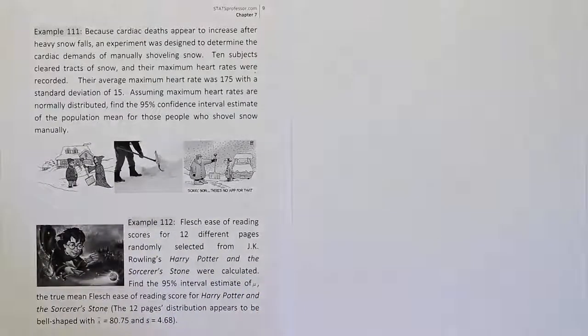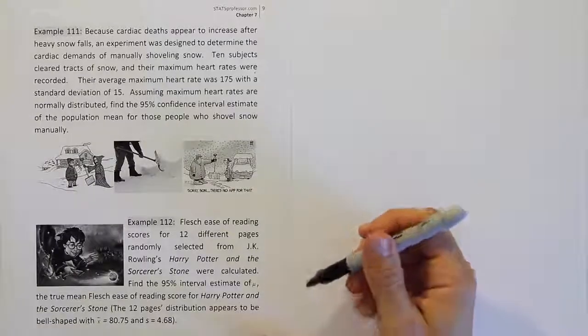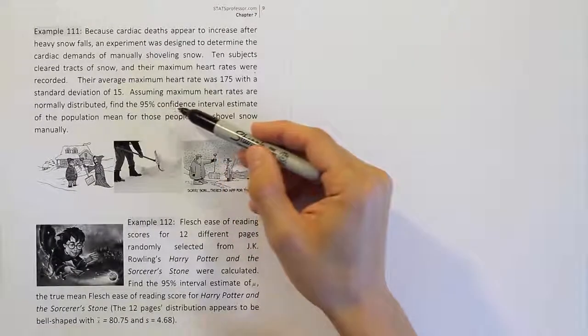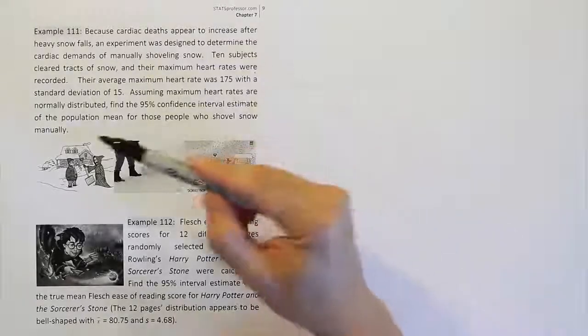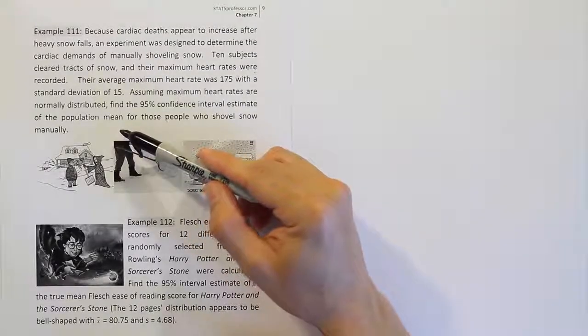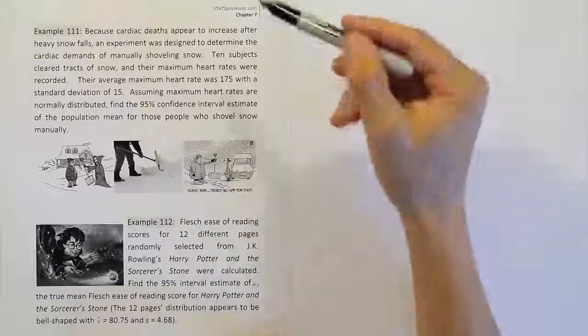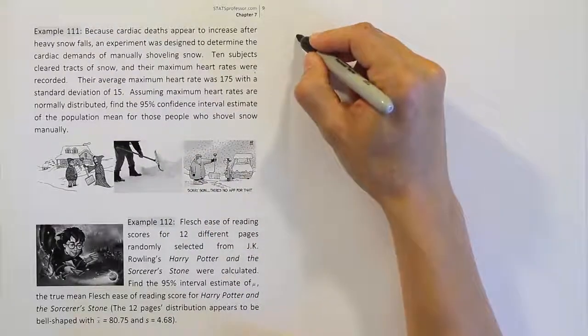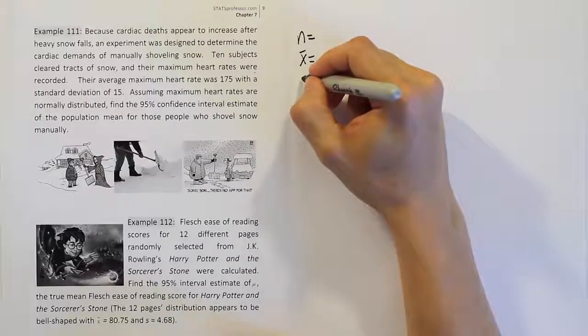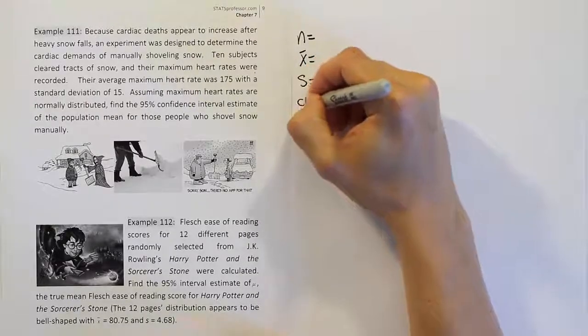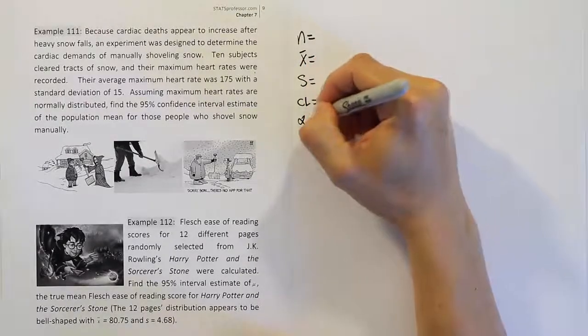Either way, they suspect that maybe shoveling snow is so physically demanding that it causes people to have heart attacks. All right, so what we want to do in this problem is find a 95% confidence interval. So I know it's a confidence interval, and it's designed to estimate the population mean. So let's go ahead and do the first step of that process, which is to list the data. So we should have an n, an x bar, a standard deviation, a confidence level, and we always have an alpha value.